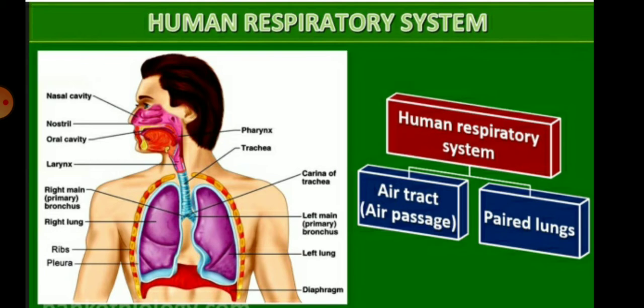It starts from the nostril. In the nostril, there are fine hairs present. After that, it is the nasal cavity, then pharynx, larynx, and then trachea. After the trachea, the lungs are present, on the right side and the left side. The bronchi are divided into bronchioles, and then the last part is the alveoli. Okay, children?